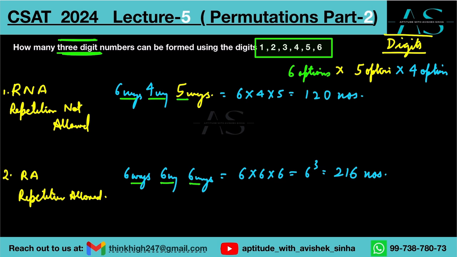Now please understand one thing, everyone. When we talk about 216 numbers, these 120 numbers are also part of these 216 numbers. Other than that, the extra numbers are the ones in which the repetition is occurring. Alright. Next question.